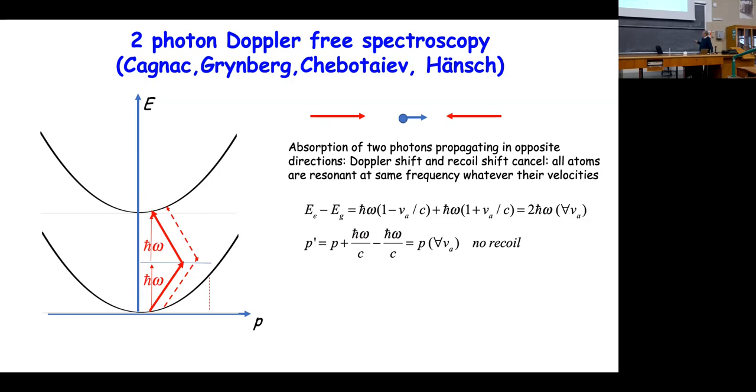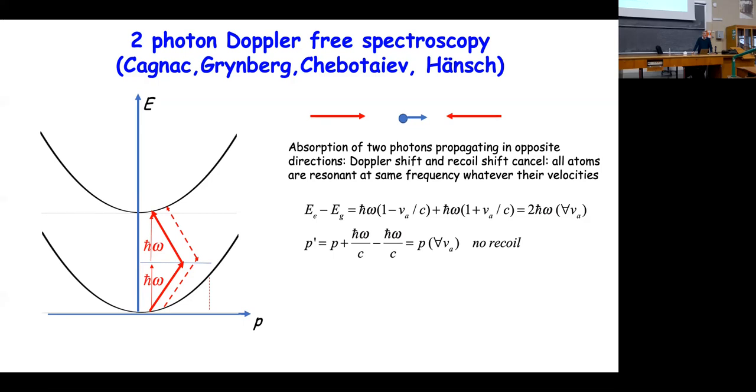But you see what happens if you absorb 1 photon of this beam and 1 photon from the other beam. The momentum transfer cancels, because the absorption of the first photon increases the momentum of the atom, and the second photon decreases it by exactly the same amount. And you see now that if the velocity of the atom changes, you still have this condition, and you go from one parabola to the other one. So this 2-photon Doppler-free method cancels completely the Doppler effect and the recoil effect, and all the atoms contribute to the signal.